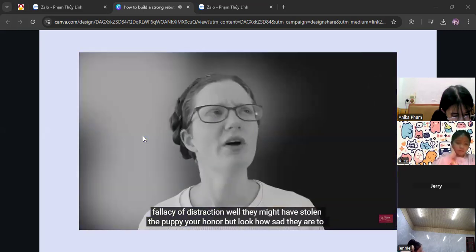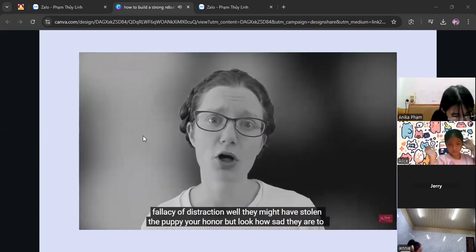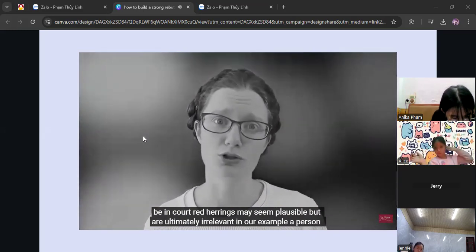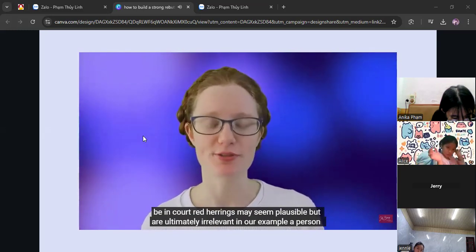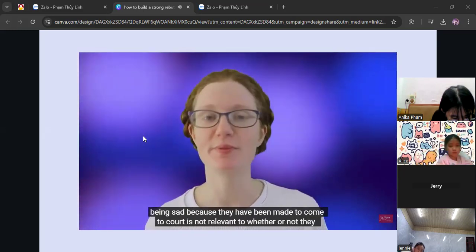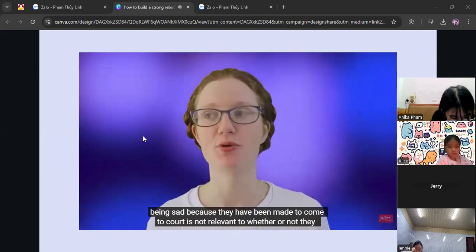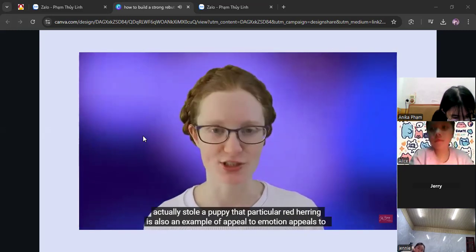Fallacy of distraction. Well, they might have stolen the puppy, Your Honor, but look how sad they are to be in court. Red herrings may seem plausible, but are ultimately irrelevant. In our example, a person being sad because they have been made to come to court is not relevant to whether or not they actually stole the puppy.